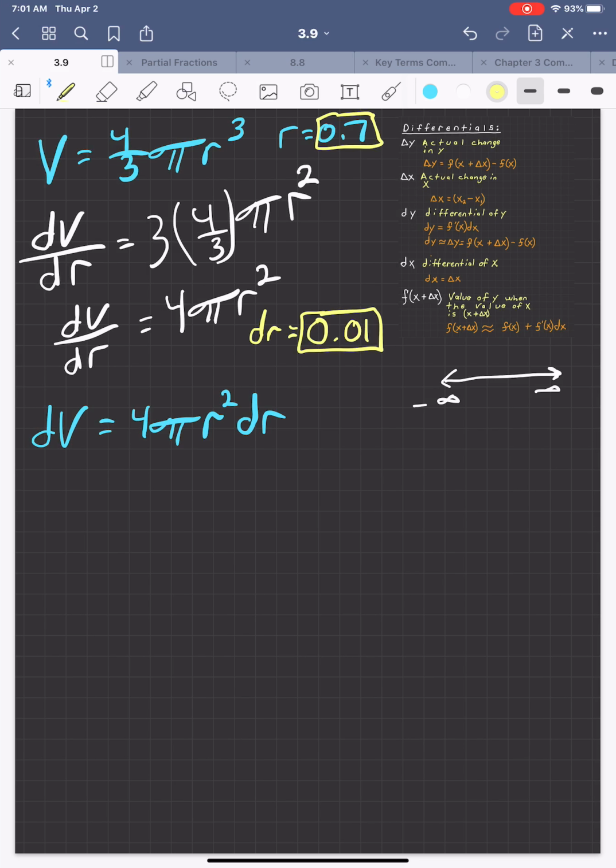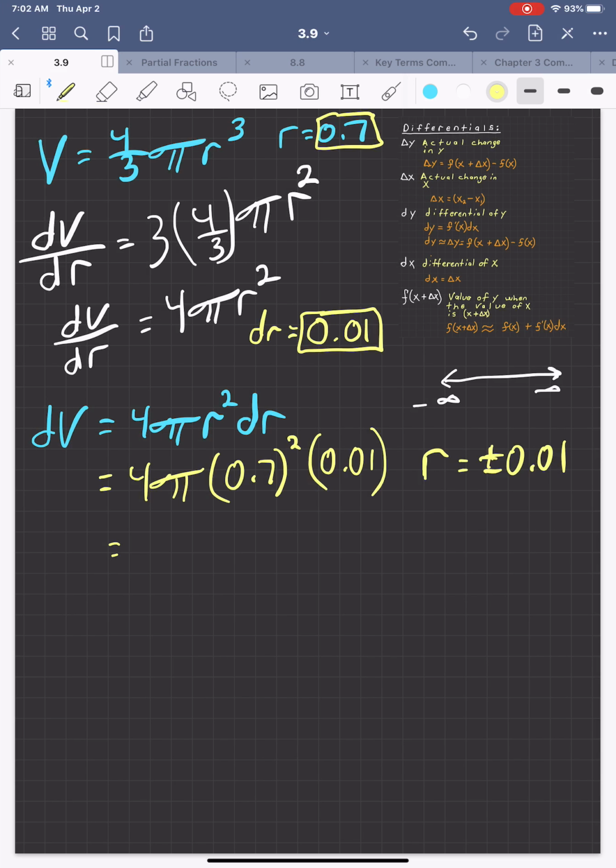So just really quickly, you really should think of dr as plus or minus. The radius is always going to be plus or minus 0.01. That's what we mean by that measurement being correct to within. So it could be 0.01 above what we measured it to be, or 0.01 below what we measured it to be. Nevertheless, let's plug some values in. So that's 4 times pi times 0.7 squared times 0.01.